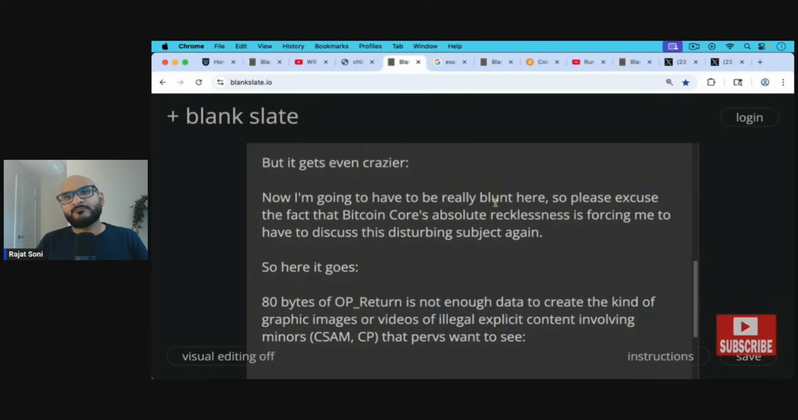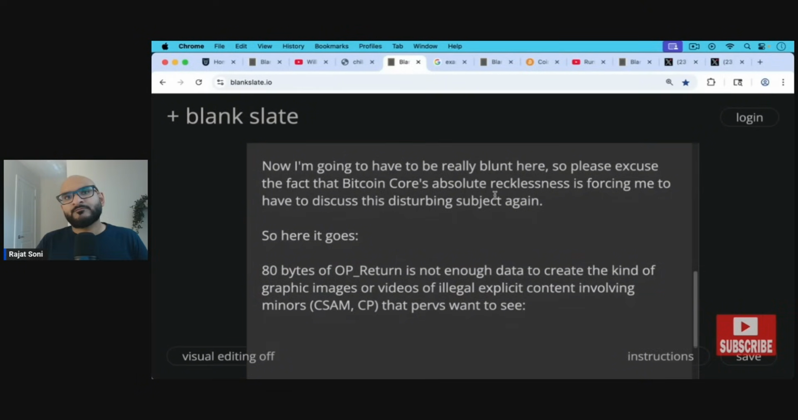So here it goes. 80 bytes of OP_RETURN is not enough data to create the kind of graphic images or videos of illegal explicit content involving minors, what we call CSAM. We can also call it CP. It's not enough data to create the kind of graphic images or videos that pervs want to see.